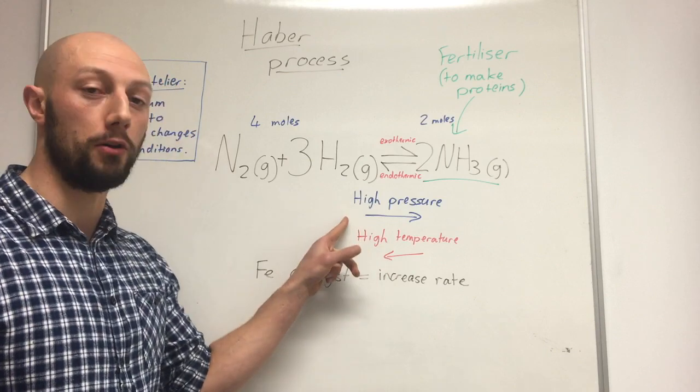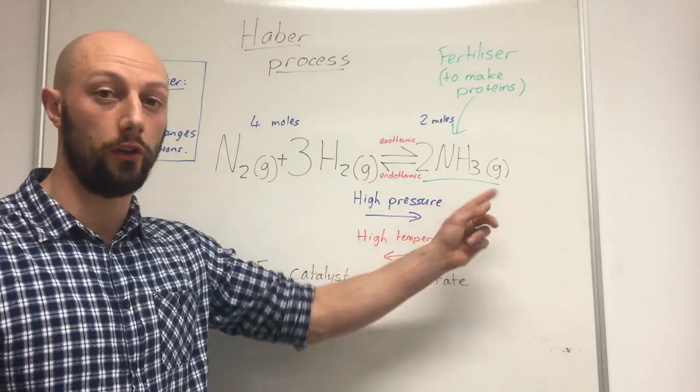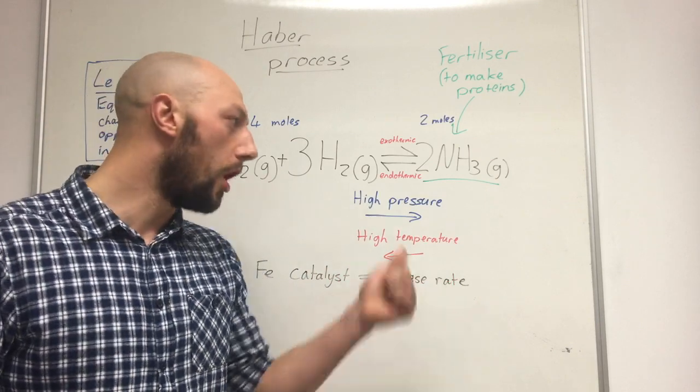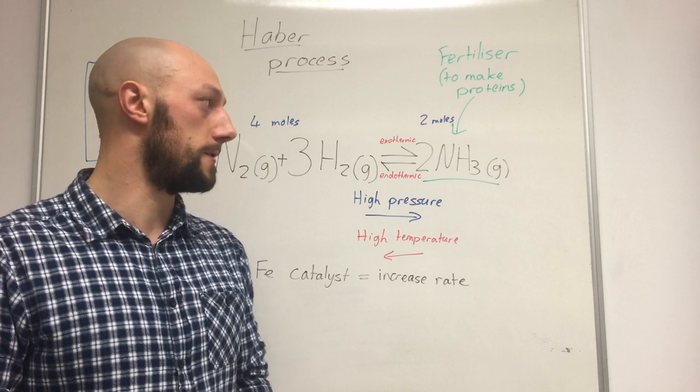So we run the Haber process at higher pressure because this will make the equilibrium move towards the products. We get a higher yield. We can't run the pressure too high though because it's expensive to run very, very high pressures.